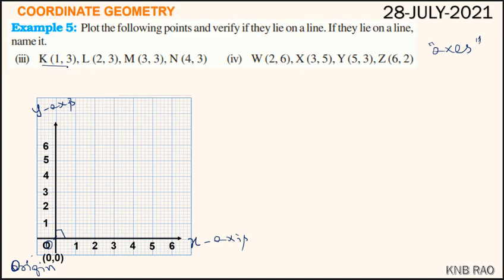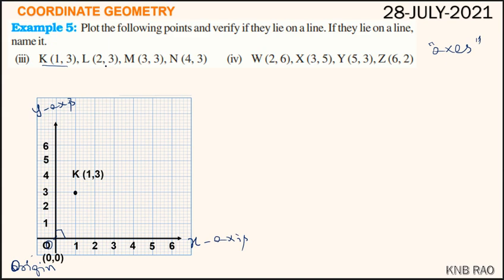In K(1, 3), 1 is the x coordinate and 3 is the y coordinate. So I take 1 unit on the x axis and 3 units on the y axis, and the point of intersection of the lines passing through them is here. This is K(1, 3), and it is named.